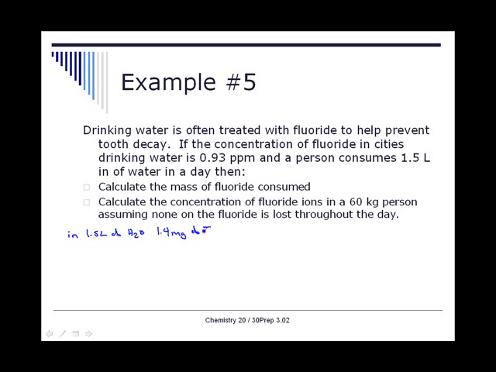So if you drink 1.5 liters of water, we're going to calculate now the concentration of fluoride ions in one person, assuming that none of the fluoride is lost throughout the day. So assuming it doesn't come out in your pee. And so here we have concentration in parts per million is equal to mass of fluoride divided by mass of solution times 10 to the 6th.